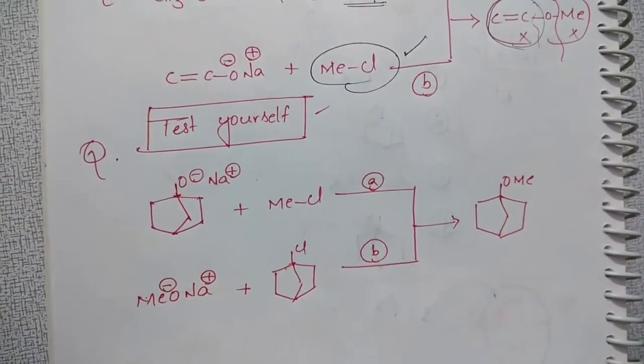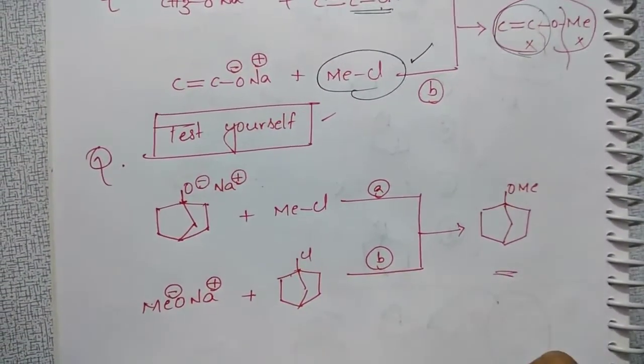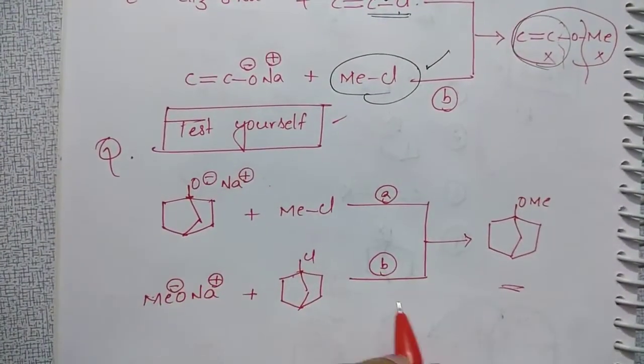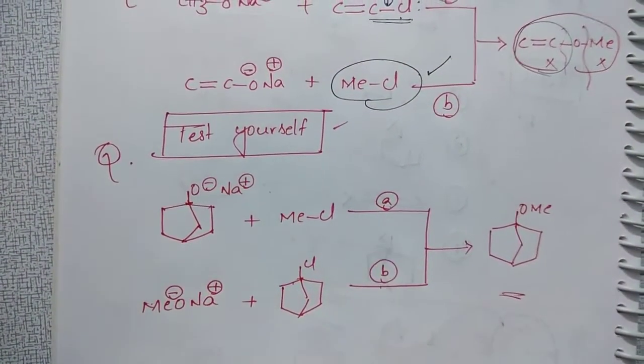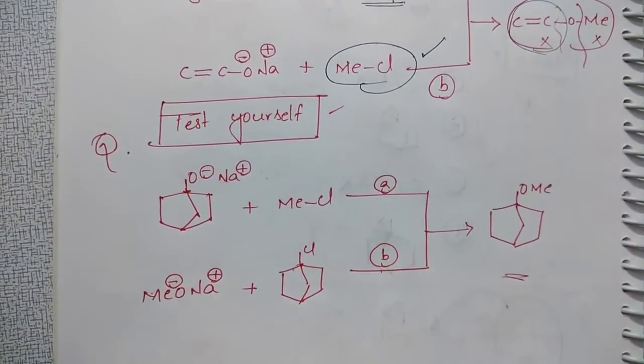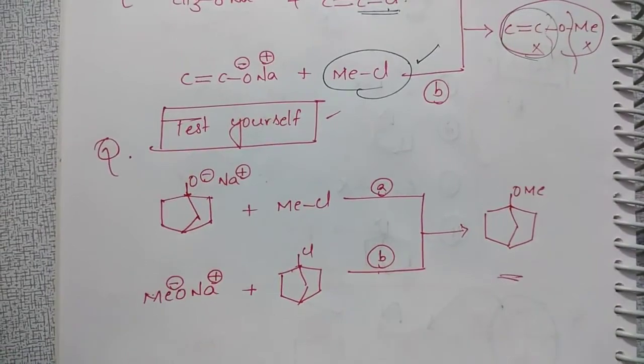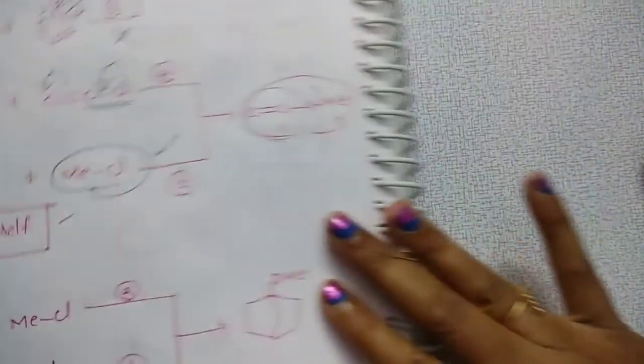Yes, see this one. You want to prepare this bridged ether. Then which route gives the better yield, A or B? Try this question and comment your answer. Just look at the alkyl halide part. The alkyl halide, just one time see this summary of the Williamson ether synthesis.